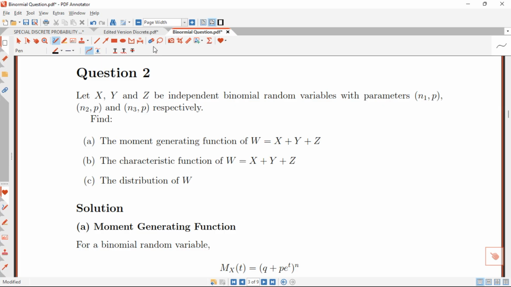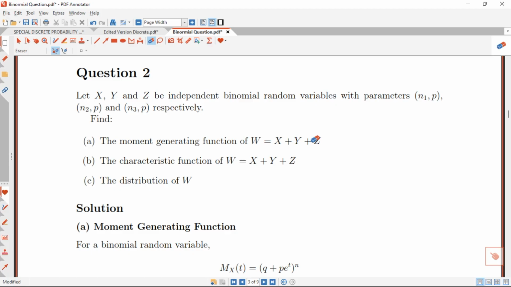So for question 2, we are saying that let x, y, and z be independent binomial random variables with parameters n1, p, n2, p, and n3, p respectively. Okay, so right now the parameters for three different random variables have been given to us. So x is for n1 and p, y is n2 and p, and z is n3 and p. And it says you find the moment generating function of y, which is equal to x1 plus x2 plus x3.